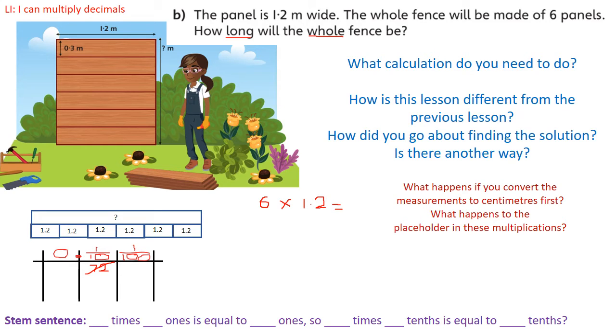What I can do is exchange groups of 10 for ones. Now I've got 7 groups of 10 in 72. So I'm going to exchange those 7 for 7 whole ones. How many tenths do I then have left? I've then got 2 tenths left. So my answer, 6 times 1.2, is going to be 7.2.